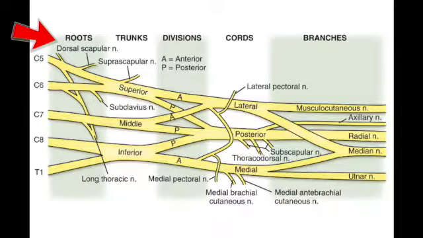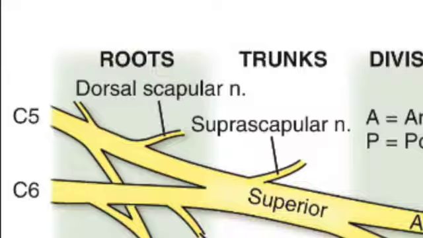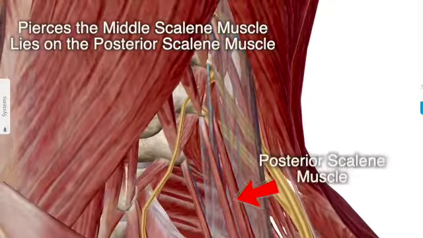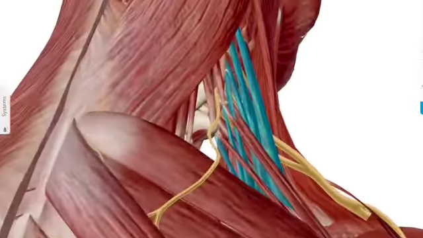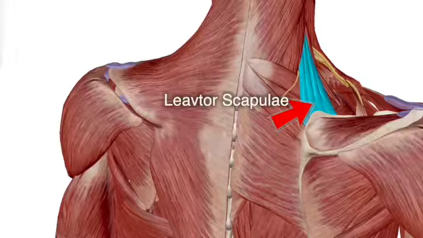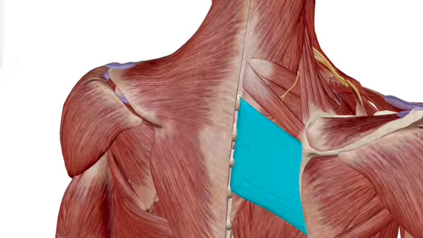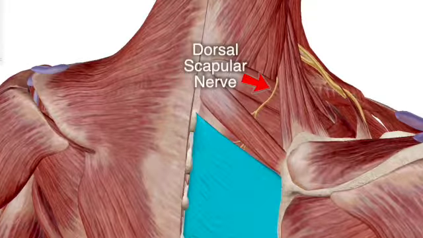The dorsal scapular nerve arises from the C5 nerve root, perforates the middle scalene muscle, and lies on the posterior scalene muscle. It continues in the dorsal direction beneath the levator scapulae and the rhomboids which it innervates. The dorsal scapular nerve is close enough to the serratus anterior to occasionally provide some branches.